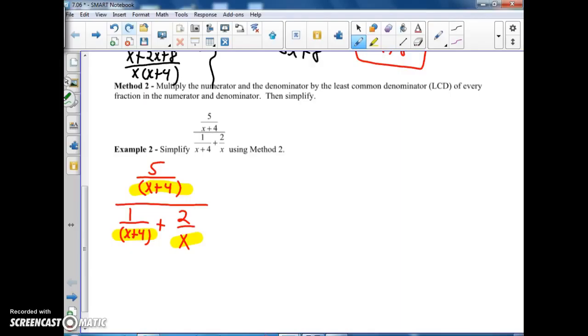So what's the LCD for all three of those? It's an easy one. It's x times x plus 4. Makes sense? So the LCD is x times x plus 4. See, you guys can do all that. So once again, you're not doing it for just two, you're doing it for all three of them.